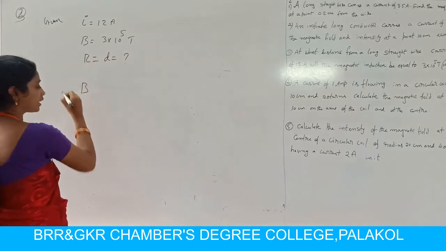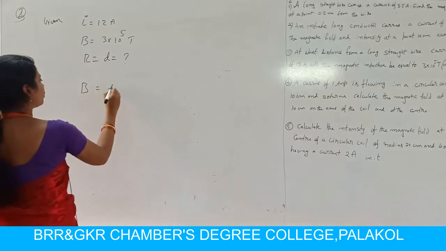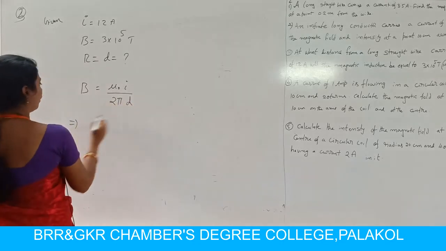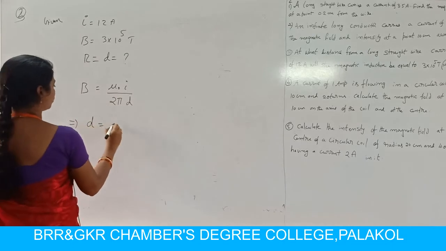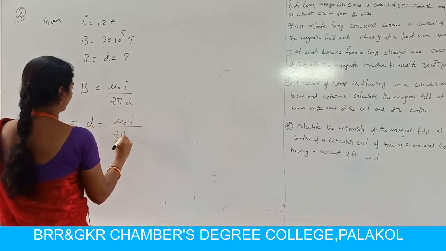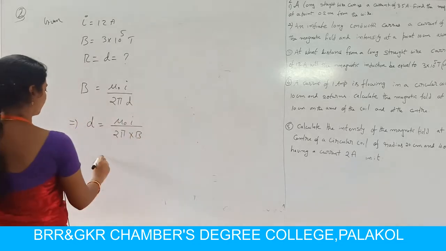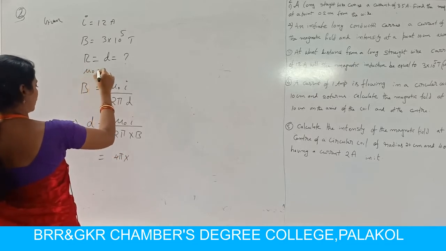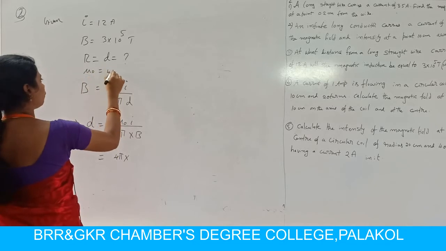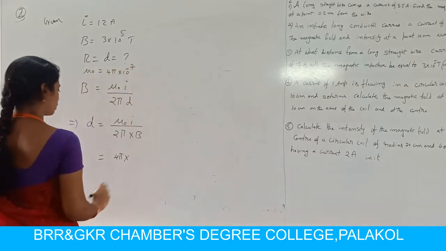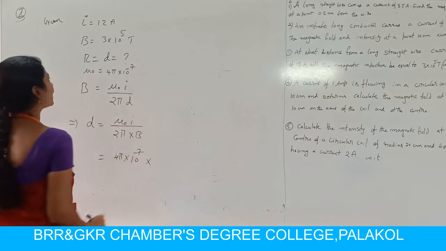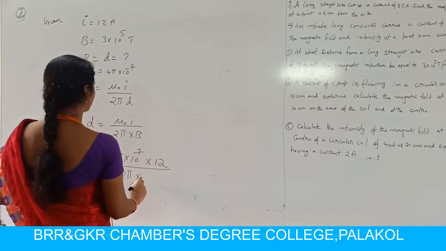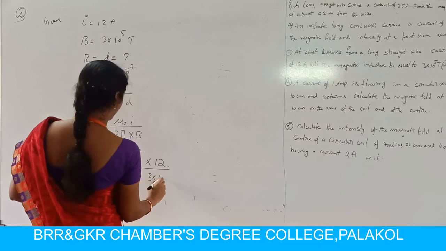We know the magnetic field induction for a straight wire is B equal to mu naught I by 2 pi r. So here we consider it as 2 pi d. Then we want this d value, then d equal to mu naught I by 2 pi into B. By substituting these terms, mu naught is equal to 4 pi into 10 to the power of minus 7. So 4 pi into 10 power minus 7, and the I value which is 12 amperes, and 2 pi into the B value, which is given as 3 into 10 power 5.